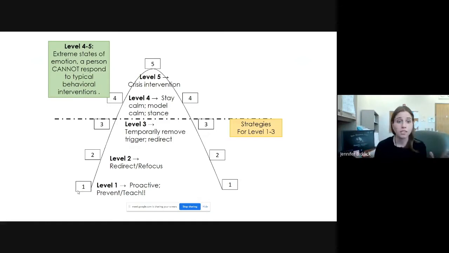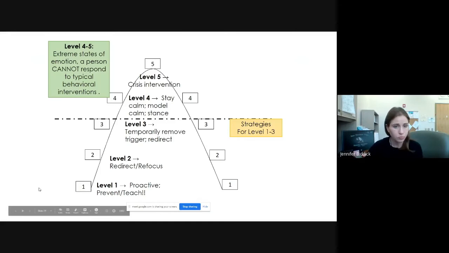Staff, this might look for you like behaviors such as taking deep breaths, asking for a break, asking when questions, things like that. So at level 1, this is when we're working on putting strategies in place that are going to prevent problem behaviors and or teach new skills. Again, all behavior is communication. So we are looking to teach those desirable behaviors that would replace the communication that our learners are trying to engage in with those undesirable behaviors.